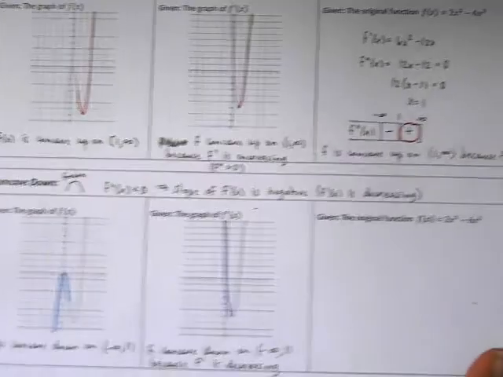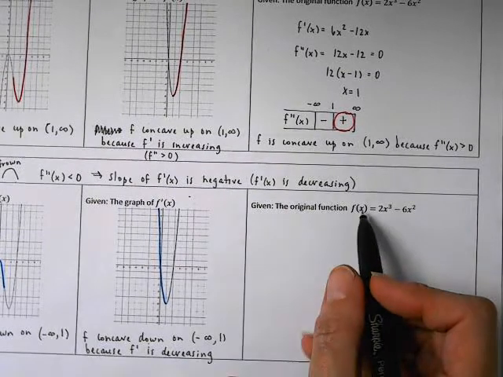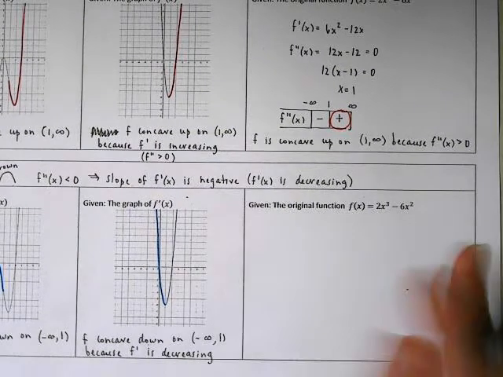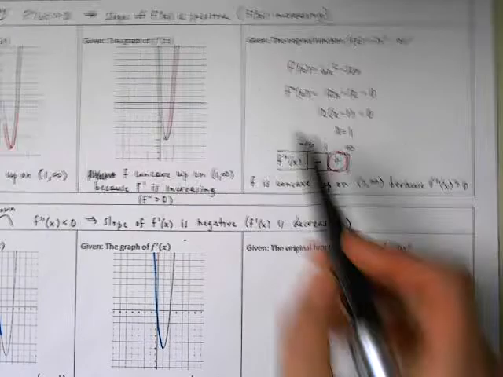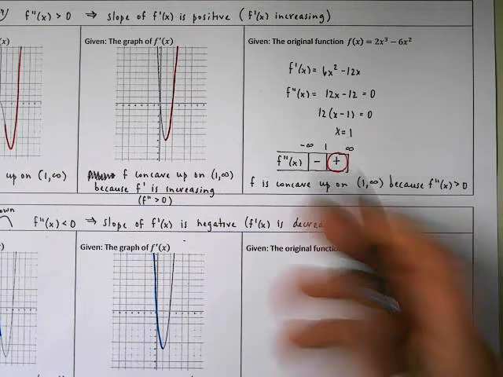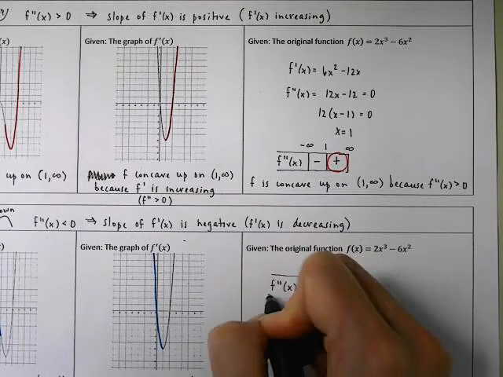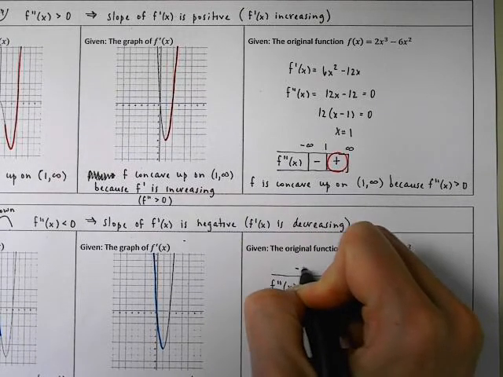And again, we would do the same process here. If we had our original function, we would go ahead and find our second derivative, just like we did here. We would find where that's equal to 0, and we would set up our table. So I'm not going to go through that whole process again, but we would have our table here.